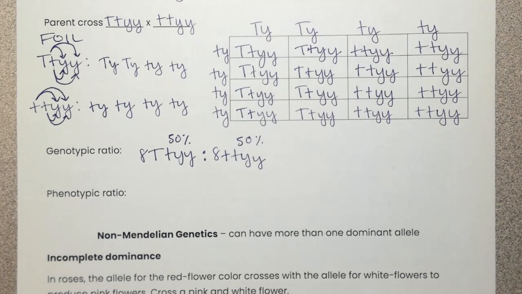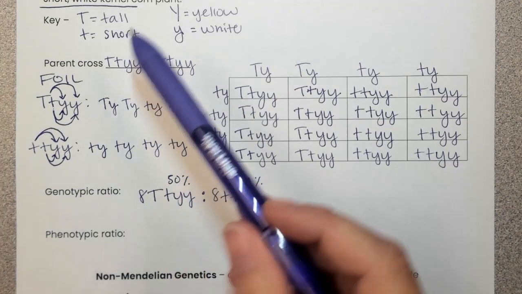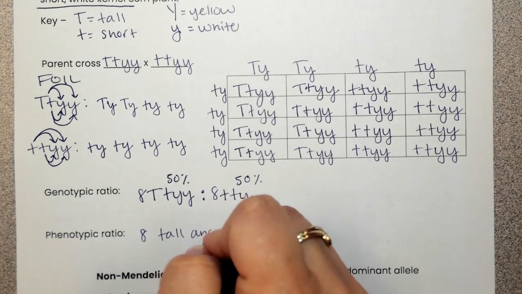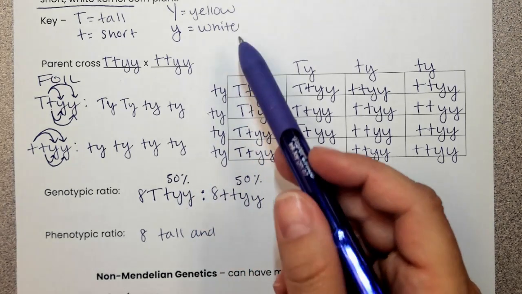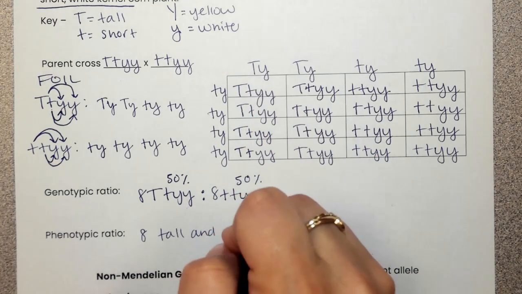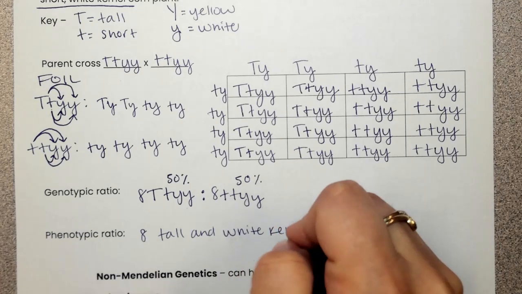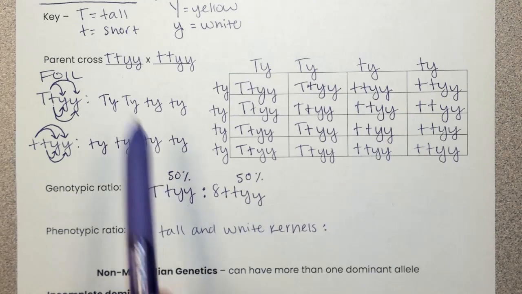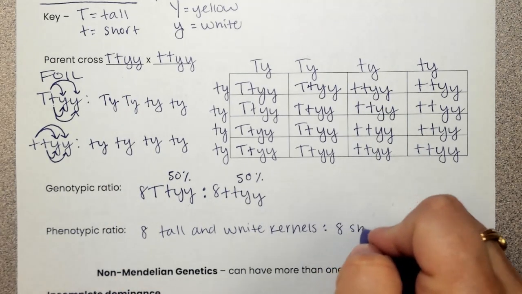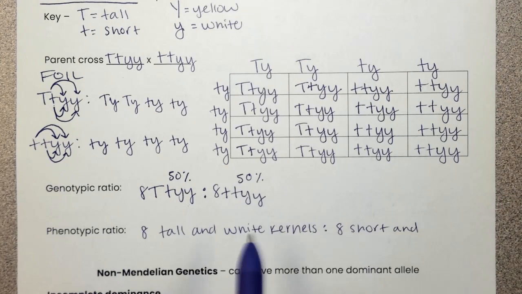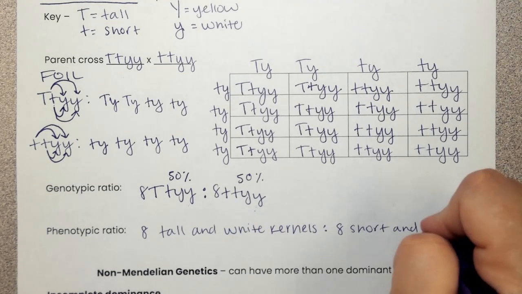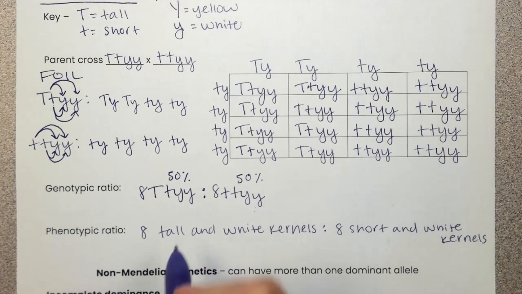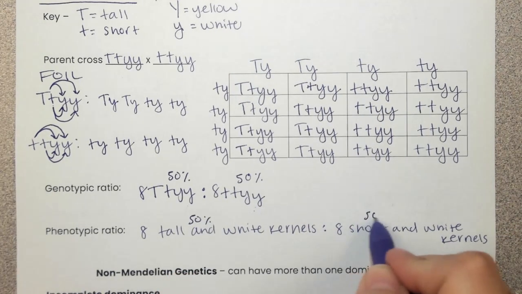Now the phenotypic ratio. My first one I have big T, little y. Since it has a big T, it's going to be tall. So I would say 8 tall, and since they have little y, they're going to have white kernels. So tall and white kernels. And then my second genotype, I have little t, which would be short. So 8 short. And little y means they're going to have white kernels also. So again, this could be 50% and 50%.